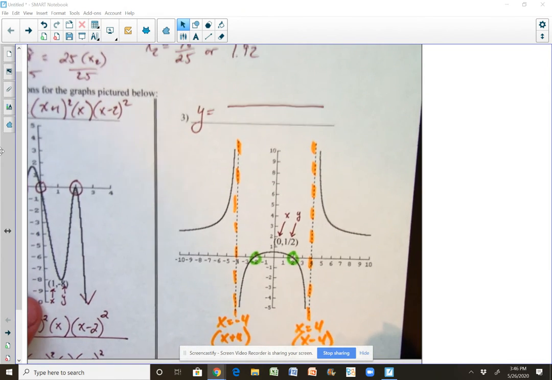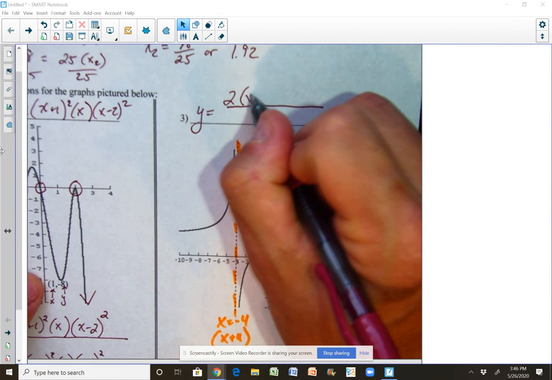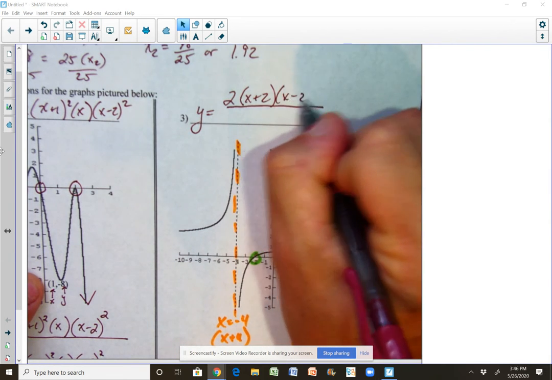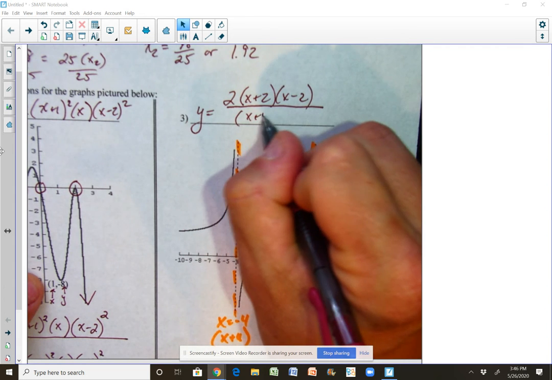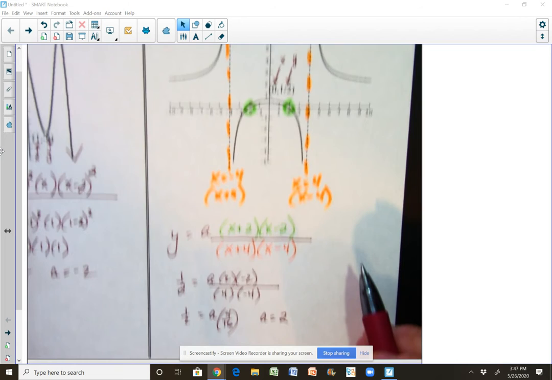So what that means is if we go back and replace that right here, and I write my equation out, let's go back up top. This is going to be +2 times x plus 2 times x minus 2 over x plus 4 times x minus 4.